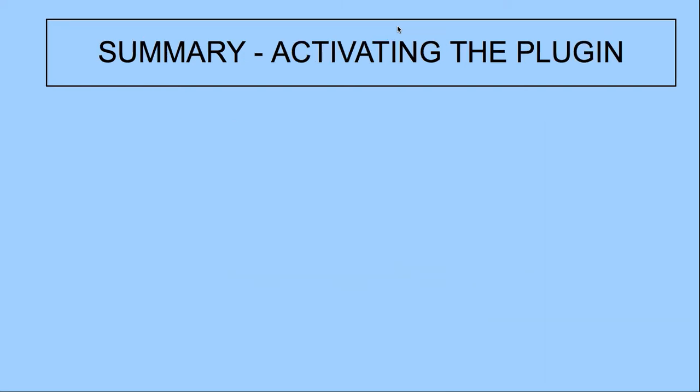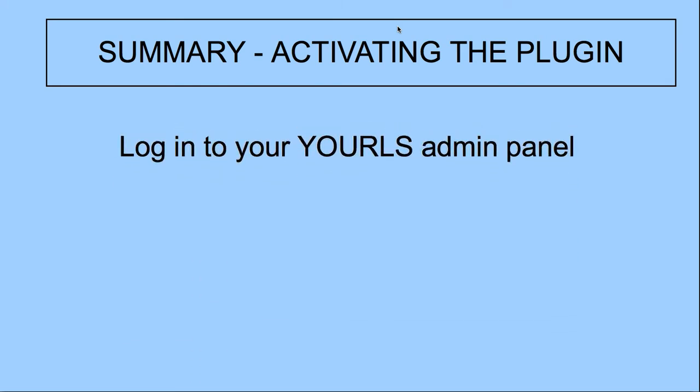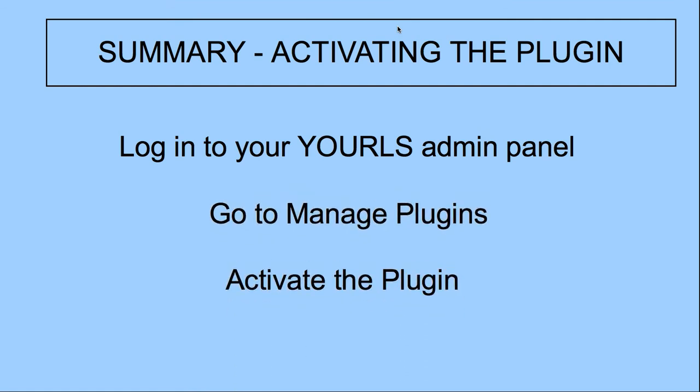To activate the plugin, log in to your URLs admin panel. And just as an aside, try saying your URLs 5 times fast. Go to Manage Plugins and activate the plugin.